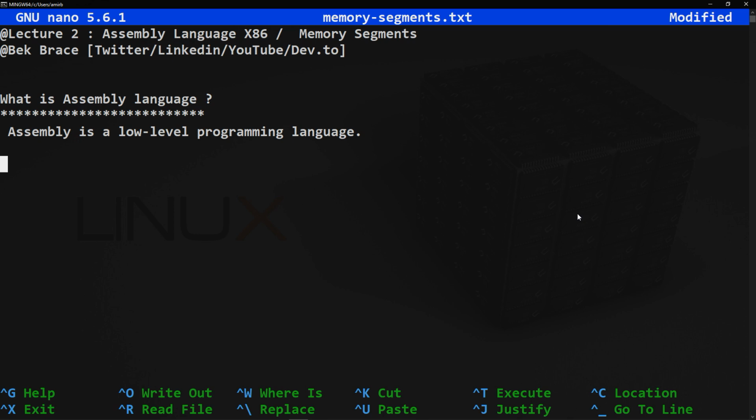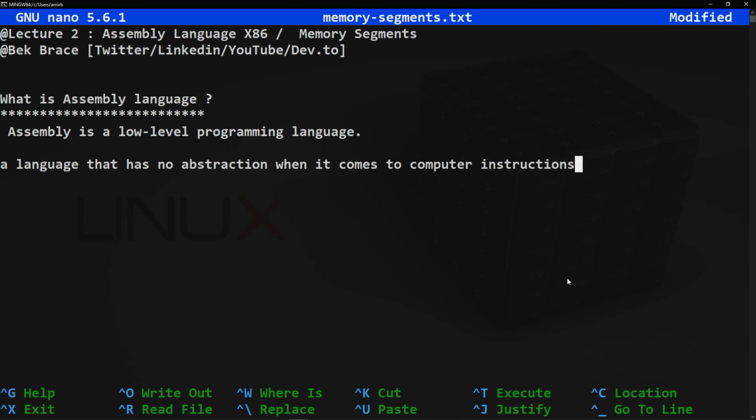Like in our course, we're working with X86 architecture. So what exactly do I mean when I say low-level programming language? I mean that this is a language that has no abstraction when it comes to computer instructions. So it consists of direct instructions to the hardware, like commands, functions, store values, to print, to move things from one place to the other, and so on.